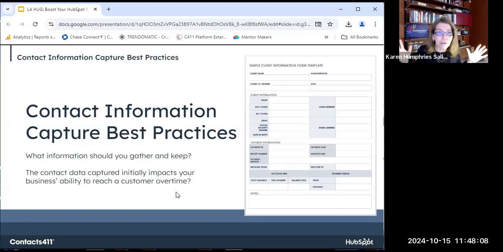Okay. When you look at what's on there, there's name, cell phone, alternative phone, social security number. Are you joking? Like, no, unless you're a bank. Like, no. So there's information on here that you don't really want to have. Now, I will say, if you're doing both B2B and B2C, or you are a not-for-profit, home and work address is really important.